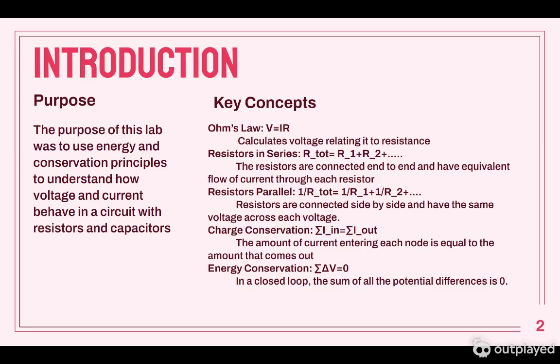Resistors in series: the resistors are connected end to end and have equivalent flow of current through each resistor. Resistors in parallel: resistors are connected side by side and have the same voltage across each. That's supposed to say resistor, sorry. Charge conservation: the amount of current entering each node is equal to the amount that comes out. And energy conservation: in a closed loop, the sum of all of the potential differences is 0.